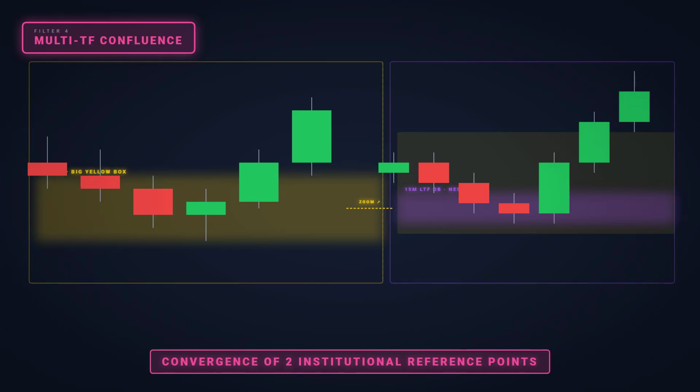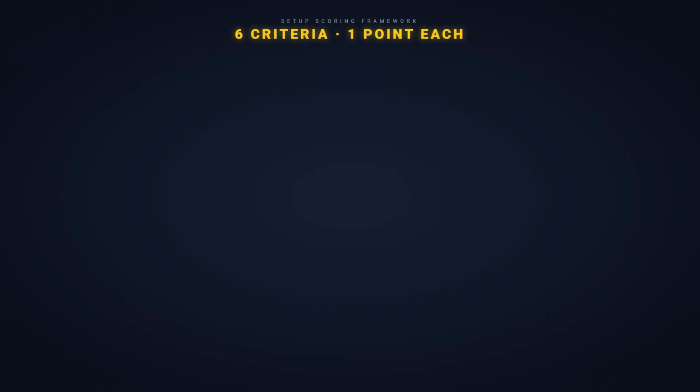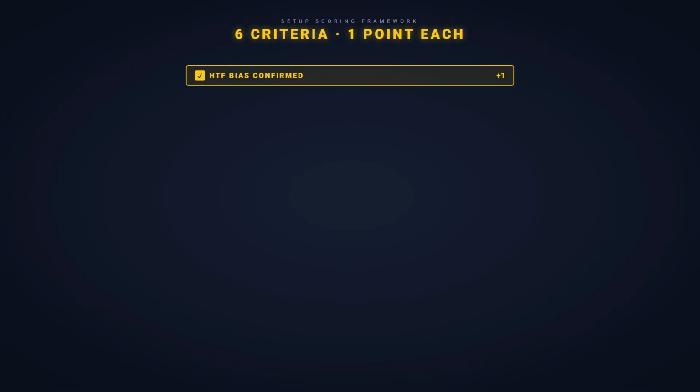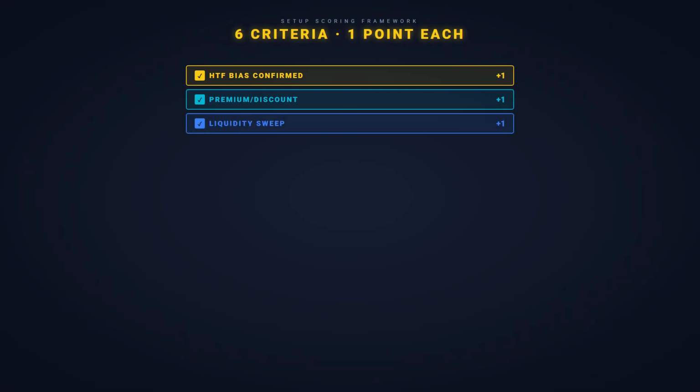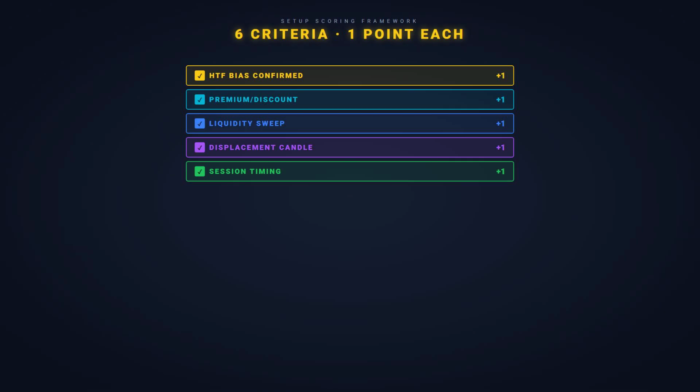The setup scoring framework. Take everything you just learned and apply it as a simple binary score. For every setup the protocol produces, you score it on 6 criteria, 1 point each. HTF bias confirmed, 1 point. Entry in discount or premium zone, 1 point. Liquidity sweep confirmed, 1 point. Displacement candle present after the sweep, 1 point. Session timing, London or New York open, 1 point. Multi-time frame confluence at the OB, 1 point.